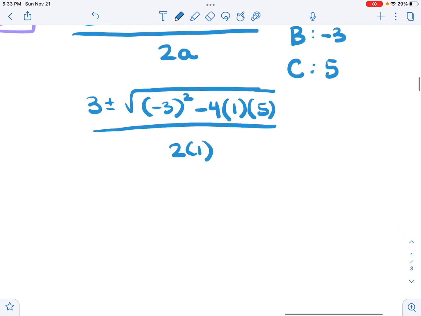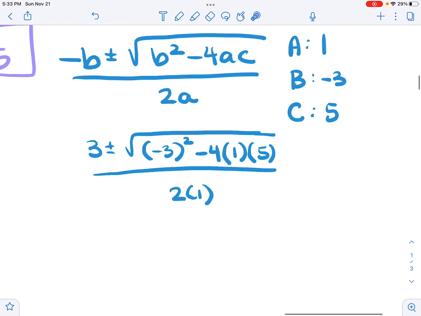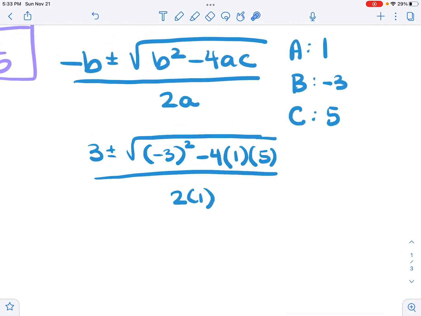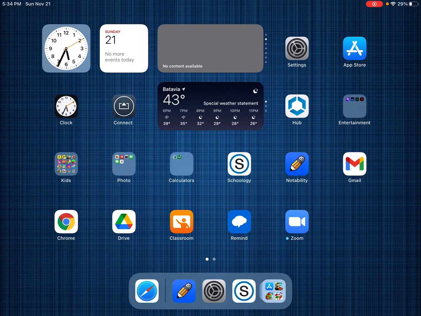And all I'm focusing on now, now that all my letters have been replaced with numbers, is to simplify this craziness. One number on the outside, one number downstairs, and one number underneath the radical symbol. So 3 is already alone, which is nice. 2 times 1 is 2. That's nice as well. And now -3 squared is 9. 4 times 1 times 5 is 20. So 9 minus 20 is -11.